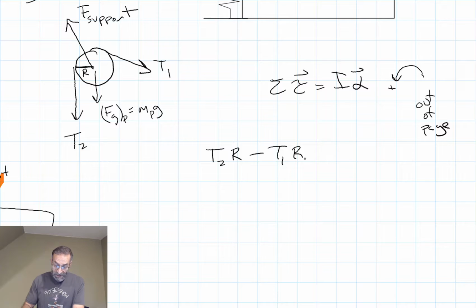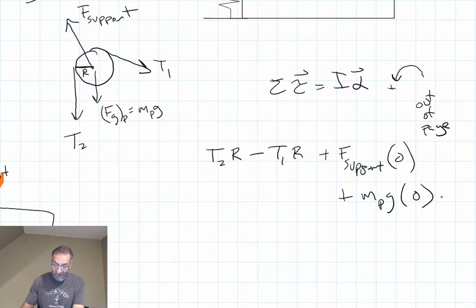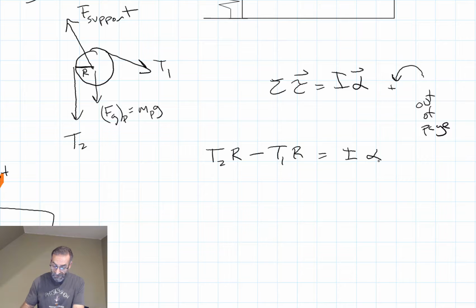gives me the torque produced by that string on that pulley. Now I could also write F support times its lever arm. But what is the lever arm for that? That force passes right through the axis of rotation of the pulley. Its lever arm is 0. And I could also put the weight times its lever arm, but the weight also passes right through the axis of rotation of the pulley. So they don't produce any torque. I'm just going to leave them out of my equation. And this has to equal I times alpha.